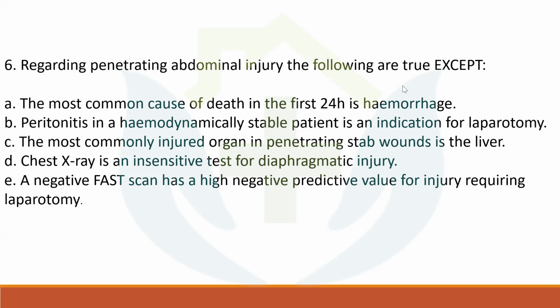Let's see what the correct answer is. So answer E is correct. What was E? E is a false statement. Why false? A negative FAST scan has a high negative predictive value for injury requiring laparotomy. This is a false statement. The rest, all four options, are correct.